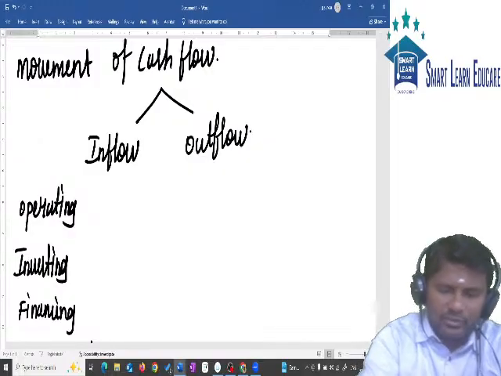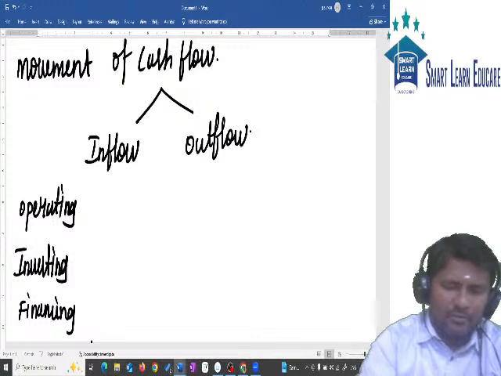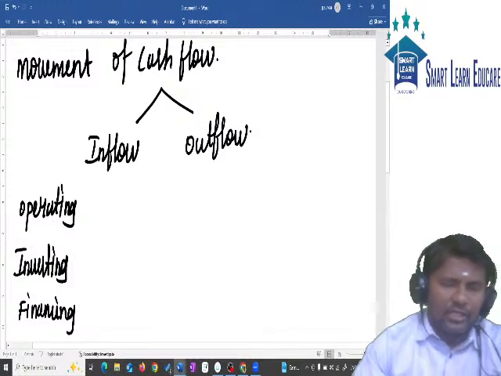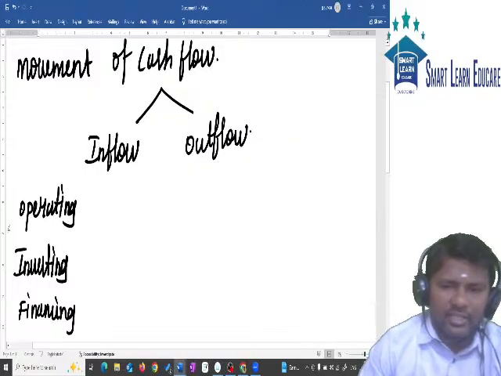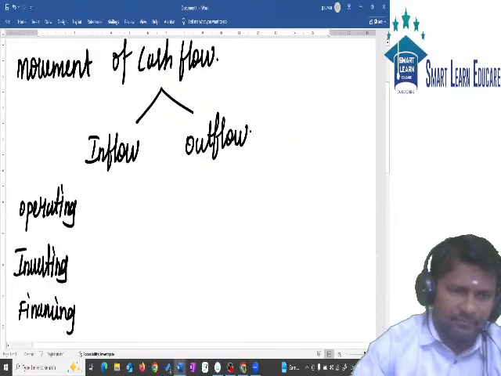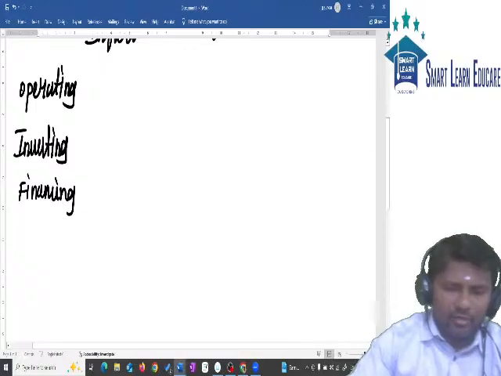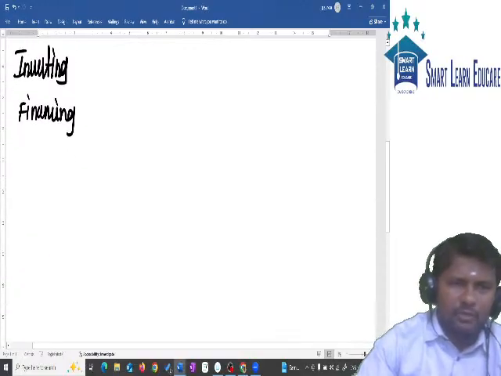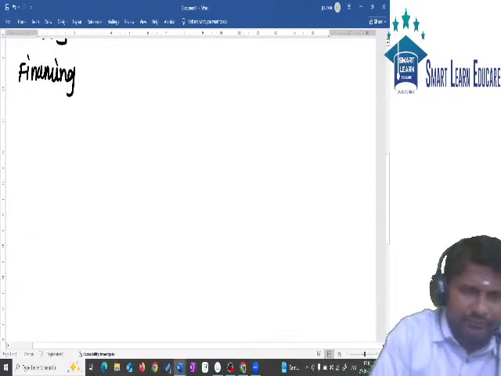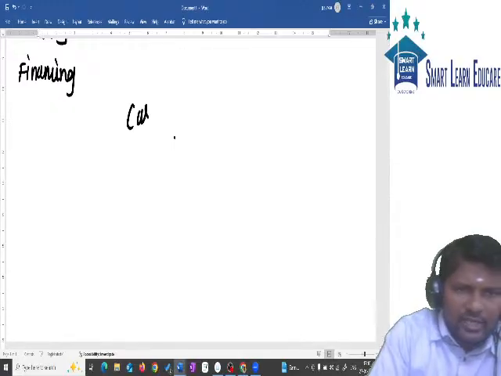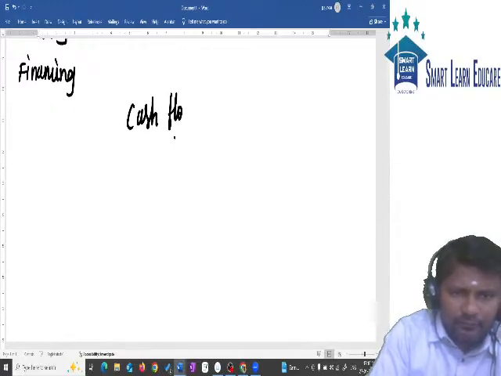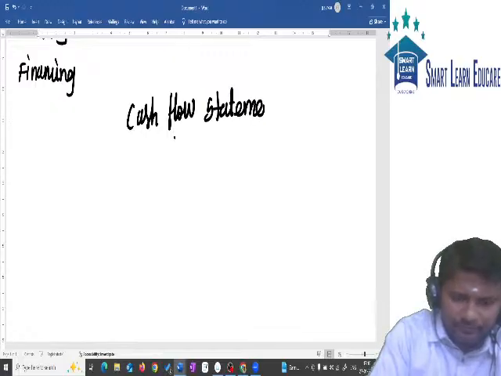So this cash flow statement is a simple format-based thing. In AS3, they have provided some format for this cash flow statement, so we'll take up the format also. This format is important for doing a full-fledged question. So heading is cash flow statement.